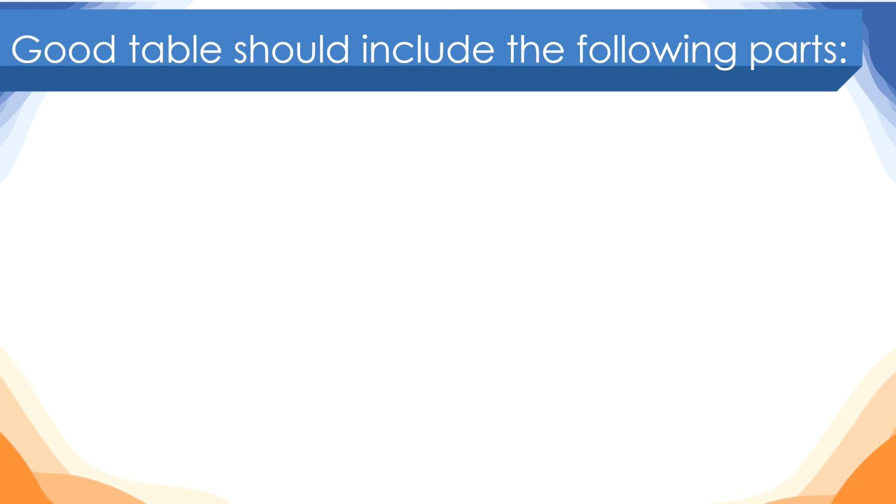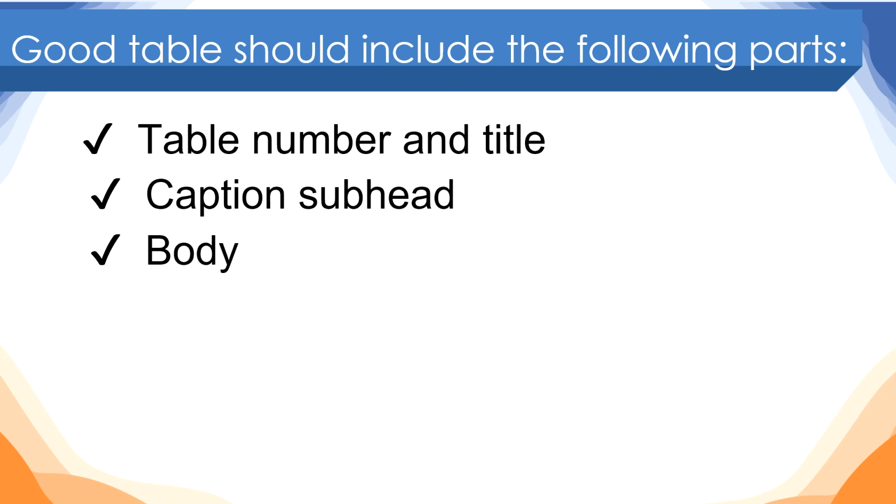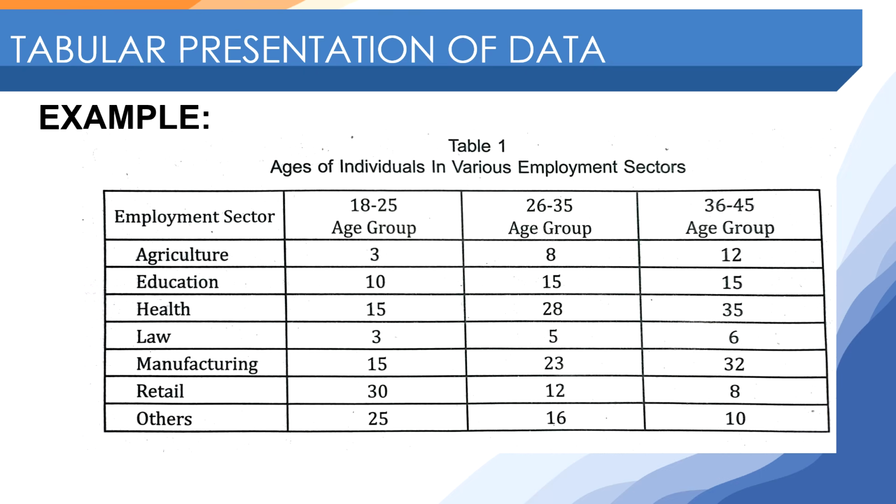So a good research table should contain several important parts. So that includes the table number and the title, the caption and the subhead, the body of the table, and then of course, it is important for us as well to include the source, if it is applicable. So let us look at these parts one by one.